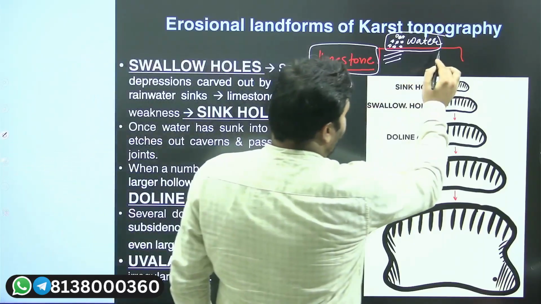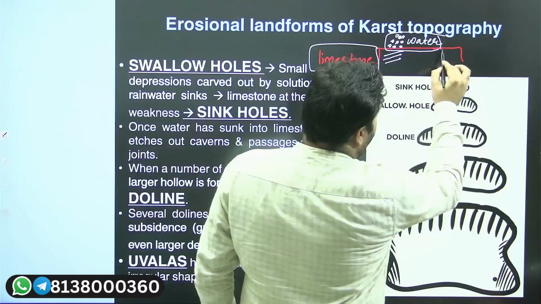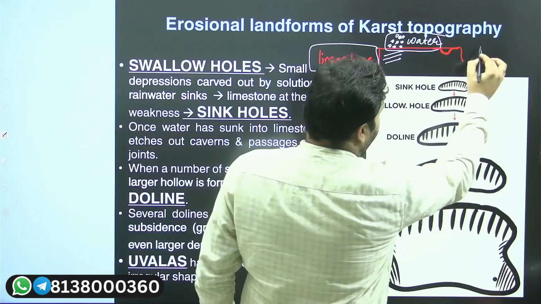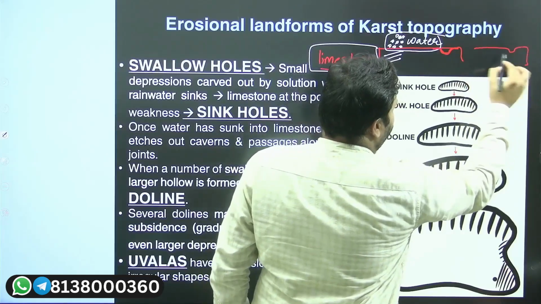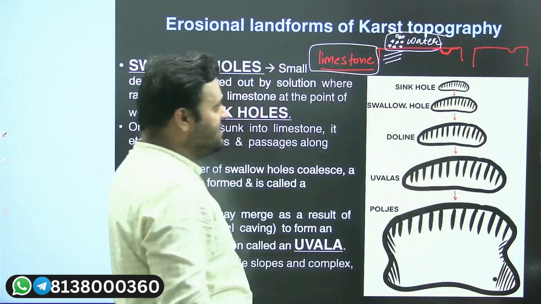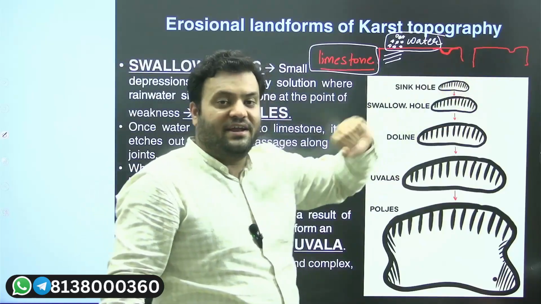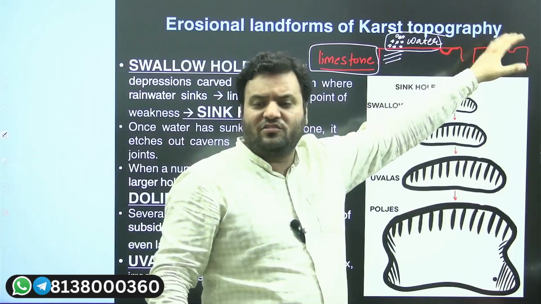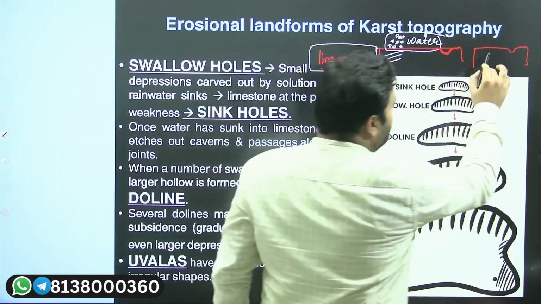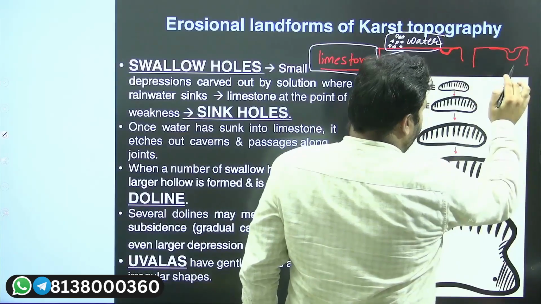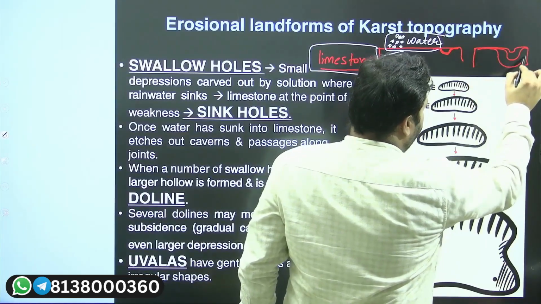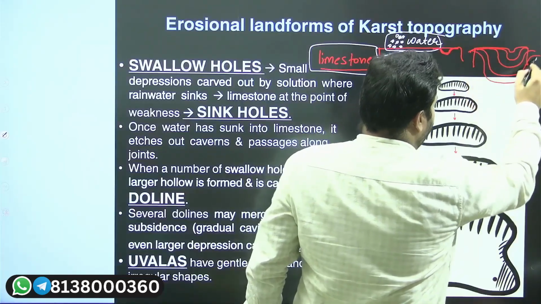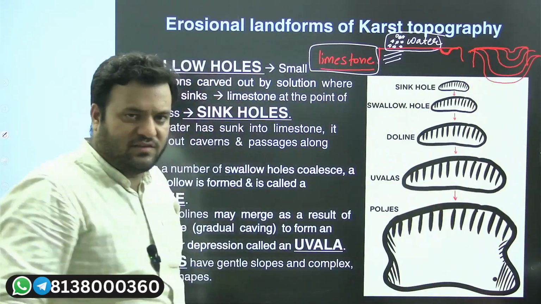Depression means whenever we have sharp changes in the features. So here the topography is like this. Now this could further widen if the water is continuously percolating, or if the water is continuously present here. What will happen? This will become broader, and then ultimately it will become more broader. Then it will become like Uvalas, and lastly it could take the shape of Poljes.